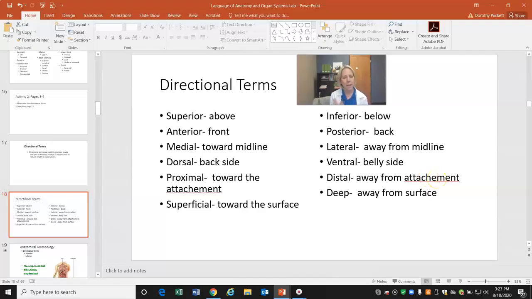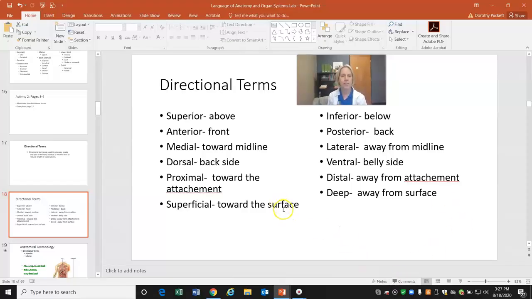So really we're comparing two regions. So we would say the shoulder is the most proximal part of the upper extremity, and the fingertips are the most distal or distant part of the upper extremity. So we're going to use proximal and distal when we're referring to the upper and lower extremities.